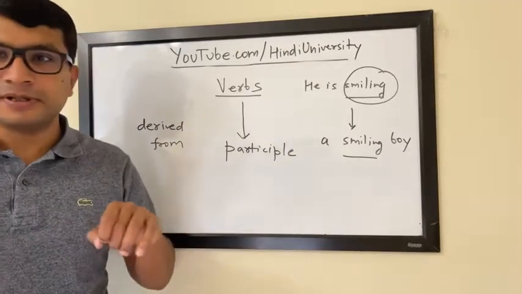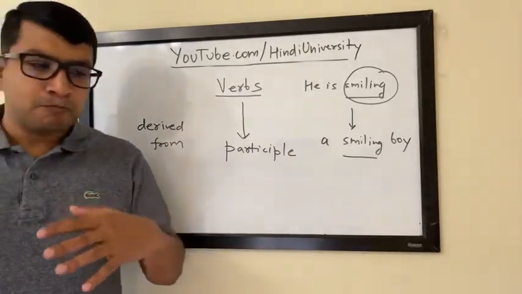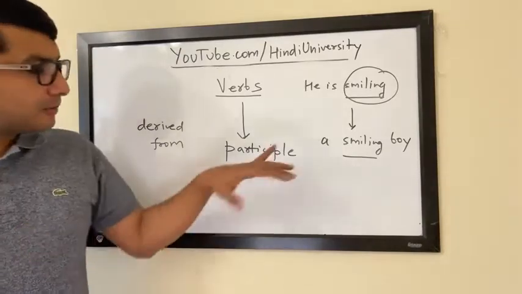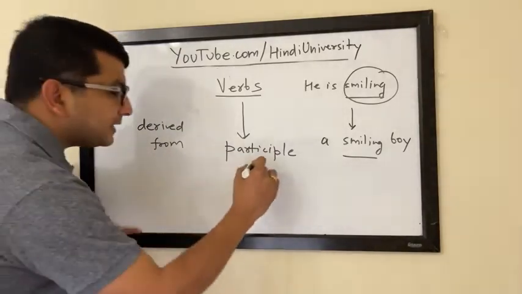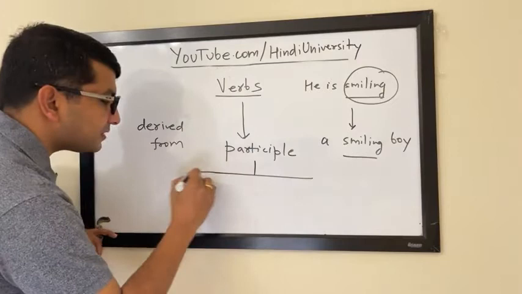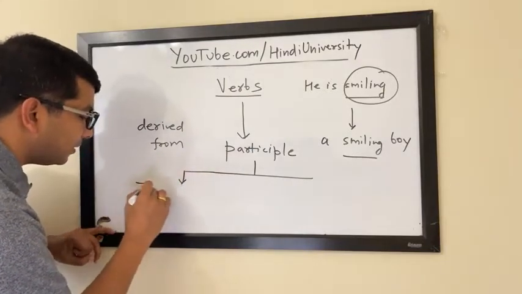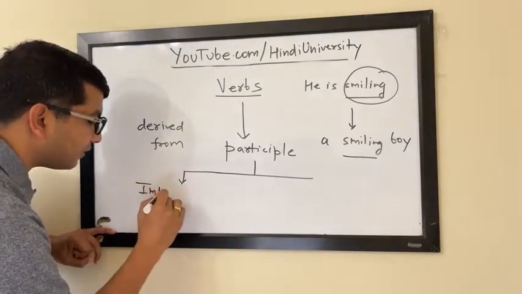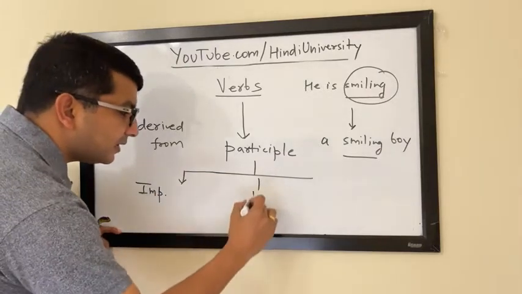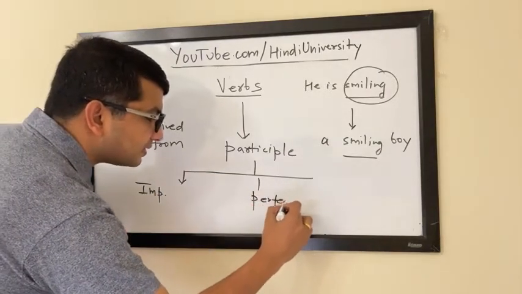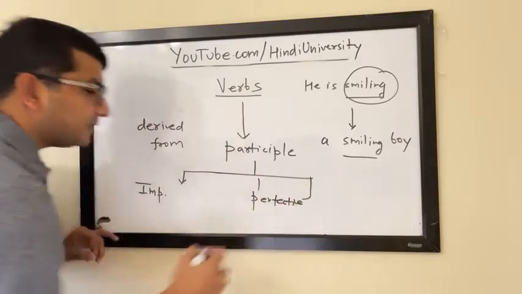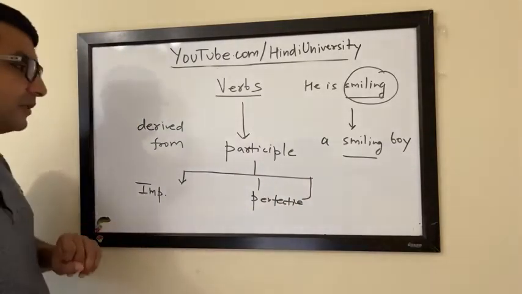Participle. So just to recap, we learned about participles. Then we said participles can also be described in many ways in Hindi. So you have an imperfective participle, you have a perfective participle, and we learned various examples of it.